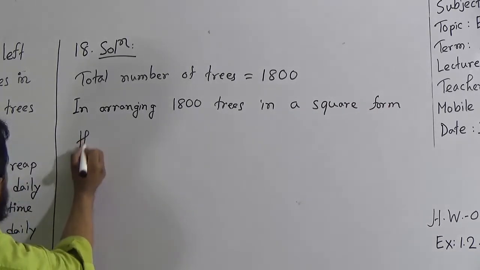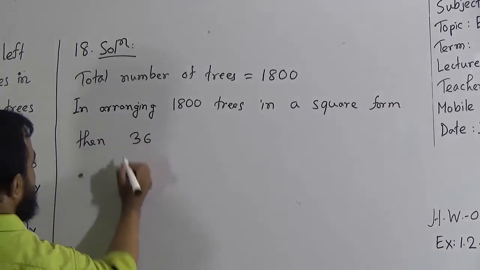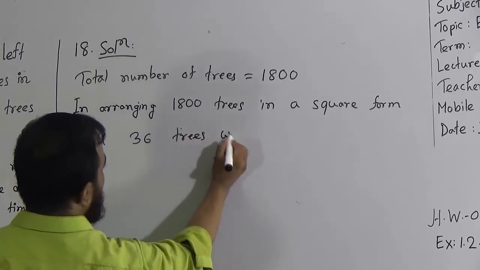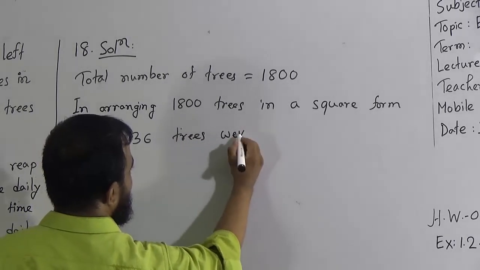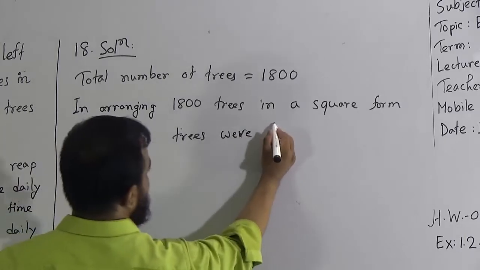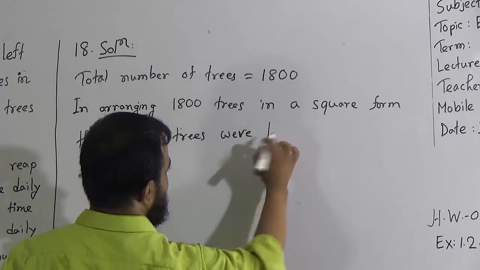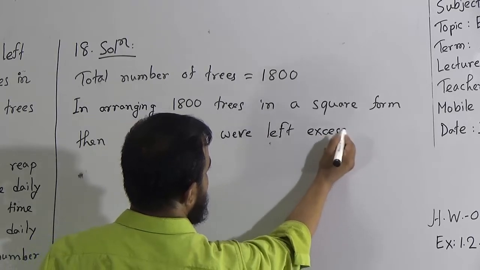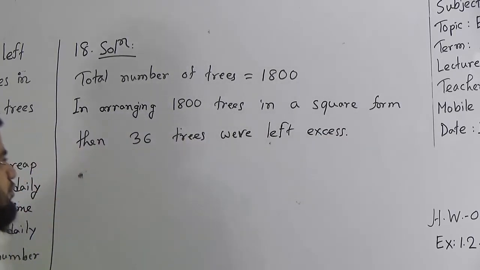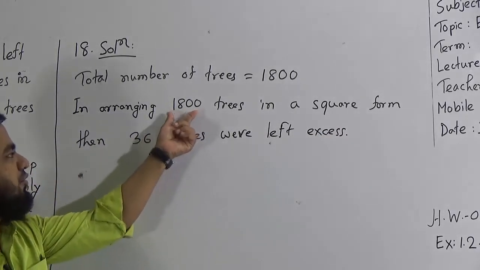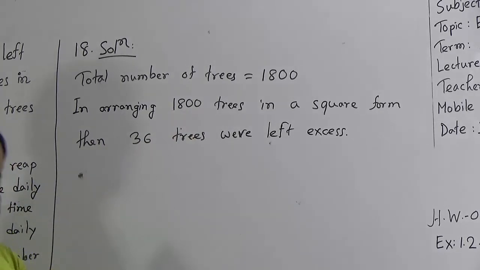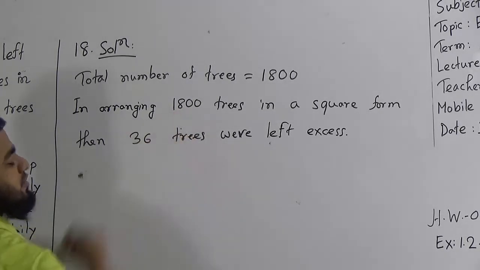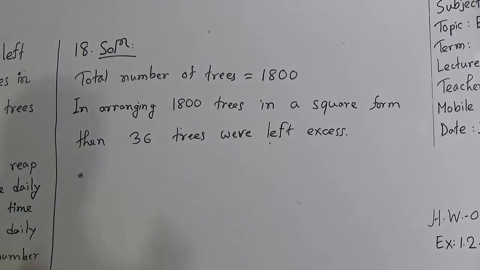then 36 trees were left excess. So if we need to arrange these trees in a square form, then 36 trees are left excess. Okay. So if we subtract this 36 from 1800, then the difference will be a perfect square number.